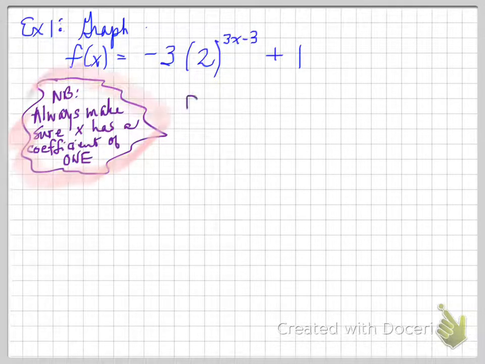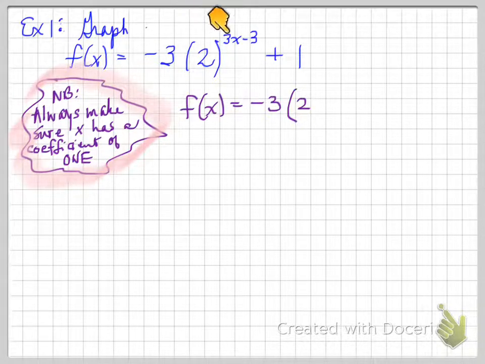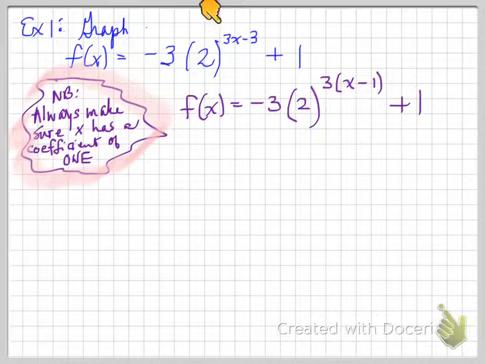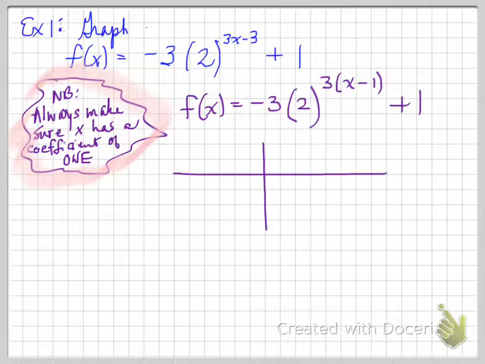We do that by removing that 3 that is located right next to the x. So this 3 we're going to divide out of here. And we get 3 times x minus 1. Keep in mind that when I expand this out, I will get 3x minus 3.